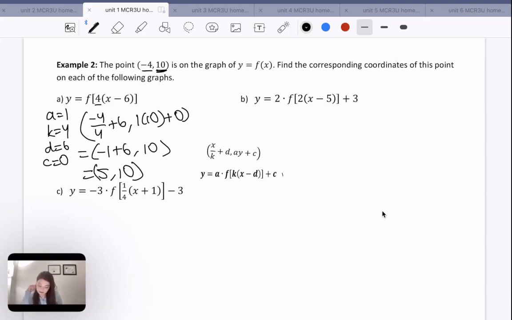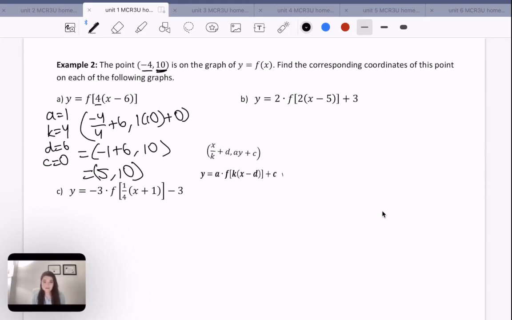And you might notice, oh, hey, the 10 never changed. And that's because nothing outside of the function actually happened. Everything that happened was inside the function, so it only actually impacted x. It didn't impact y. And so it makes sense that that 10 did stay the same. Because if we look at the transformations applied, it was a horizontal compression by 1/4 that affected this, and then also a translation 6 units to the right. So we only did things with respect to x, not with respect to y, so we did expect the same.